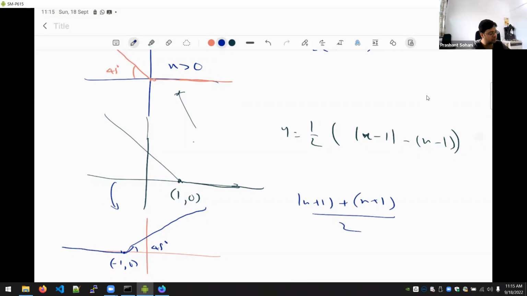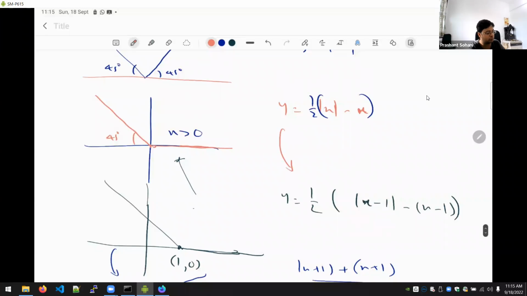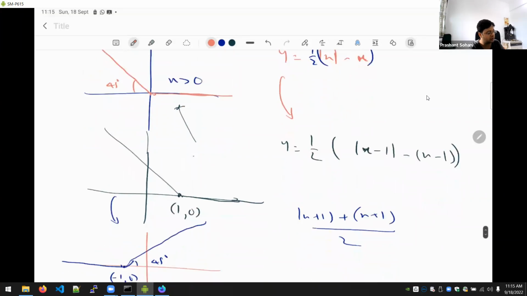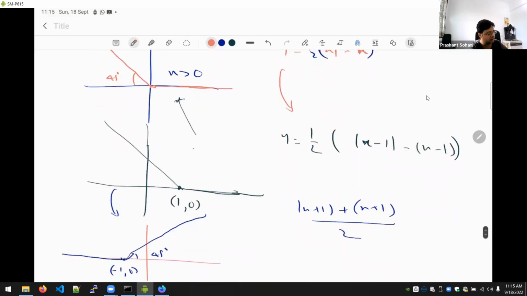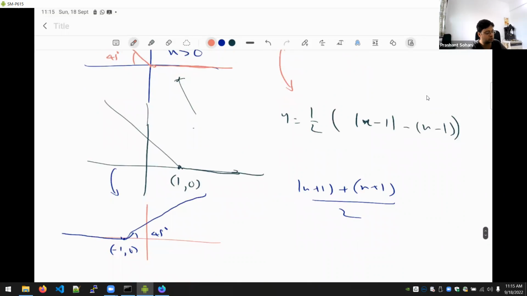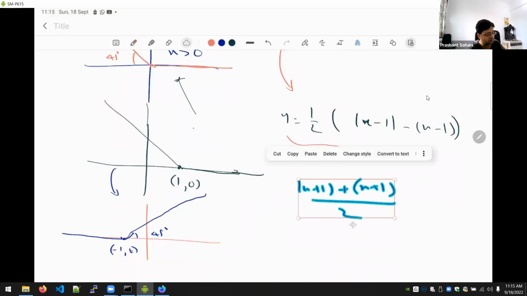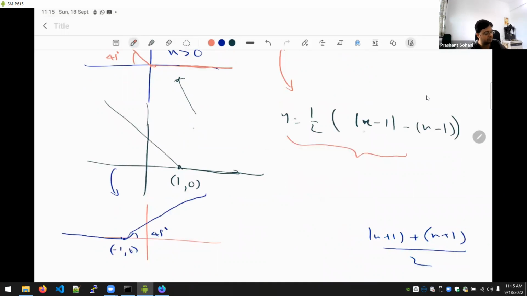The way you can obtain it from this function, if you do it one step at a time: from this we obtain this by a shift of origin, where we replaced x with x minus 1 because the graph shifted to the right. Here the graph is getting reflected in the y-axis. So in this function, if you simply replace x with minus x, you get mod of minus x minus 1. Now this can be simplified: mod of minus x minus 1 is equivalent to mod of x plus 1, and you can expand it that way. So you'll get this formula.